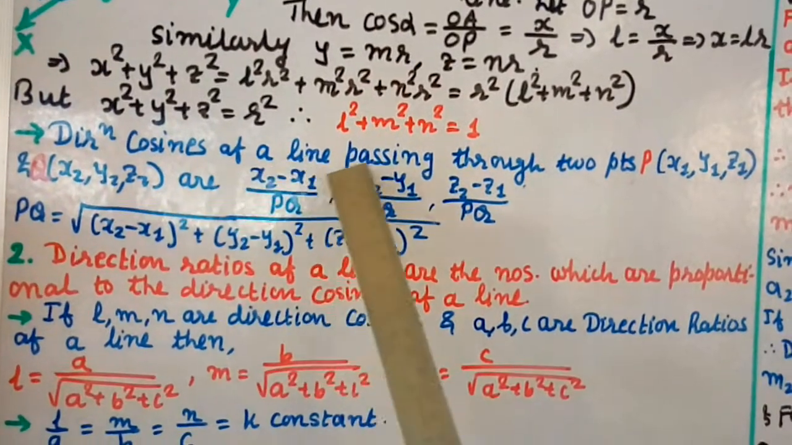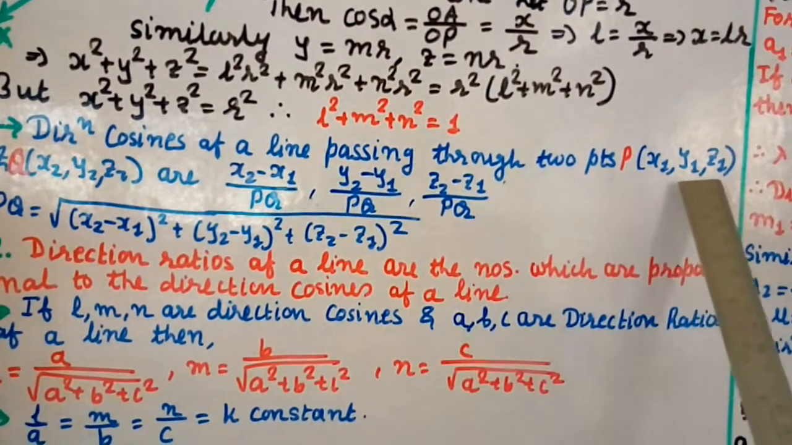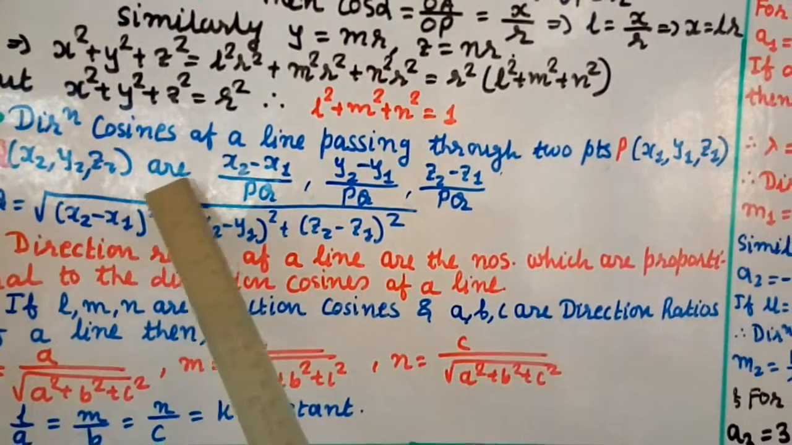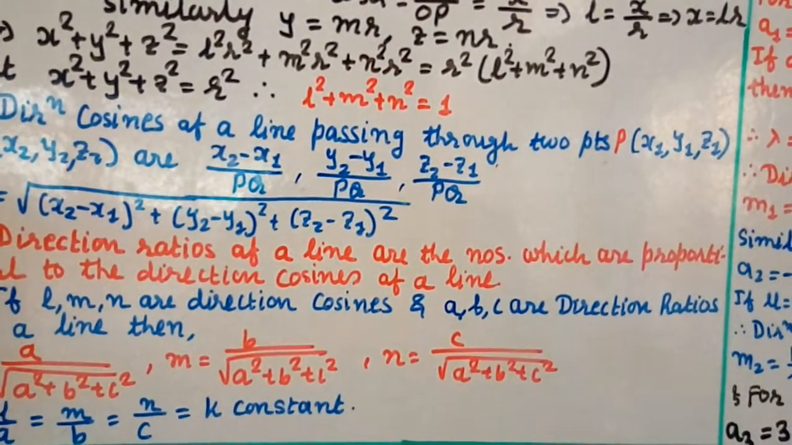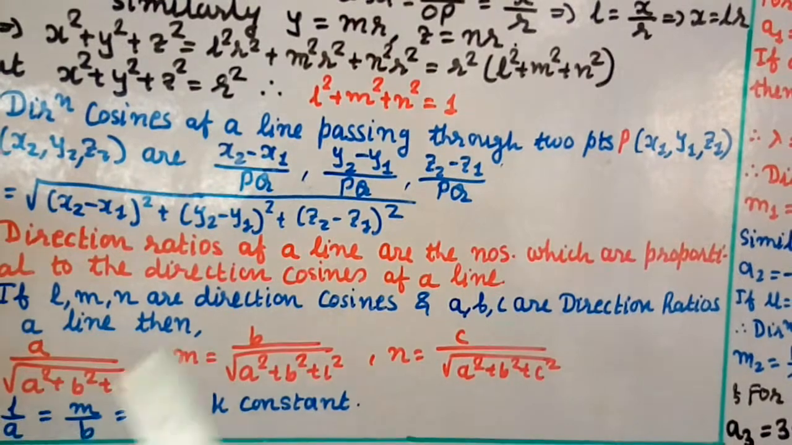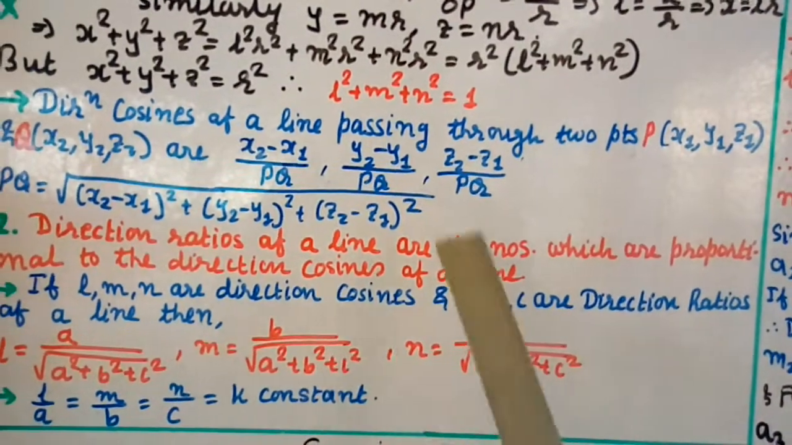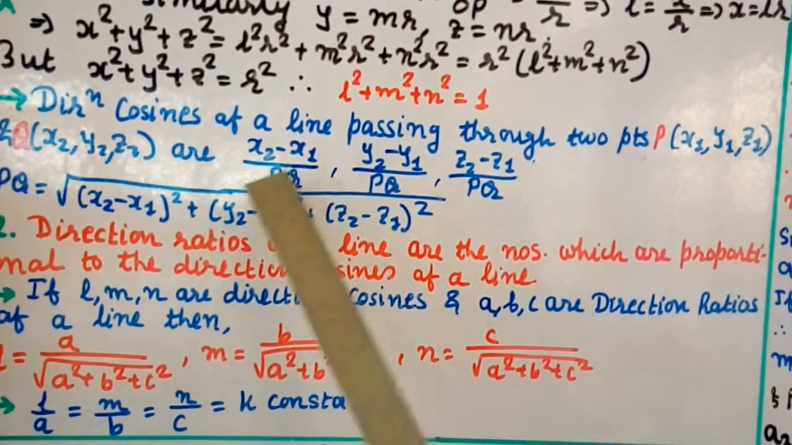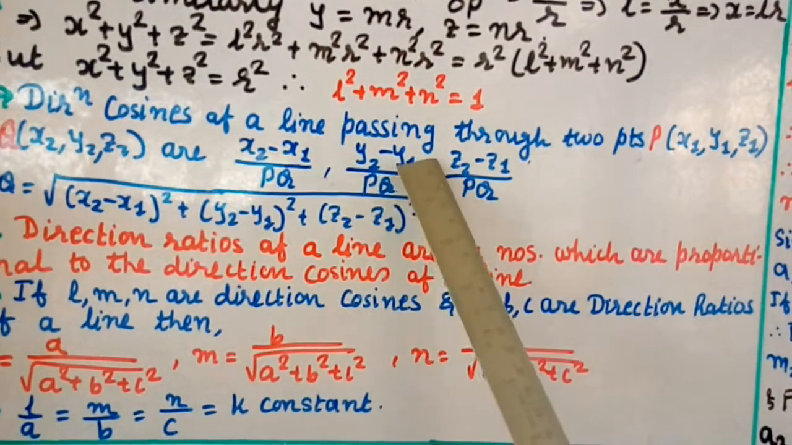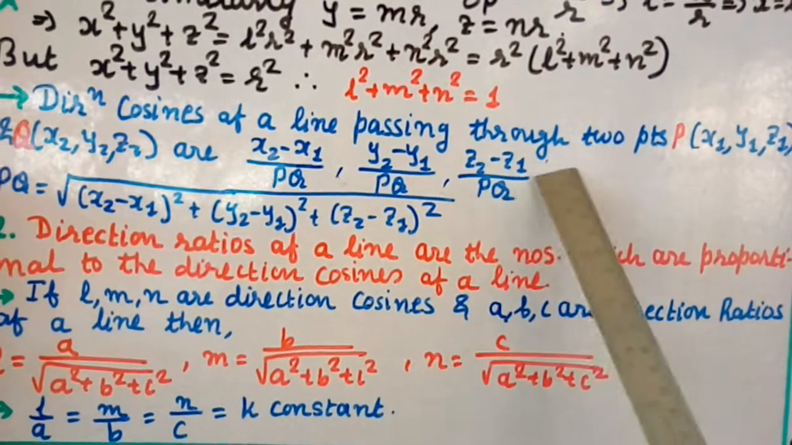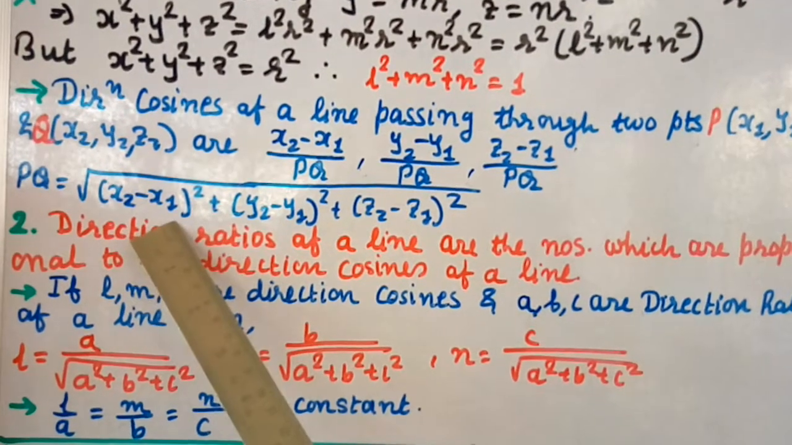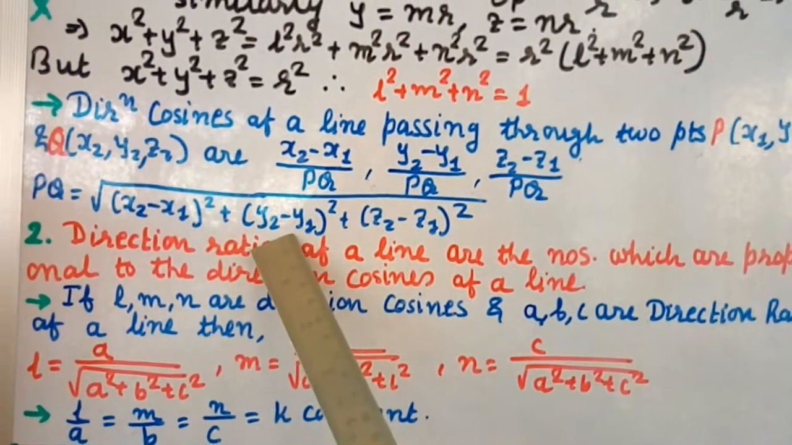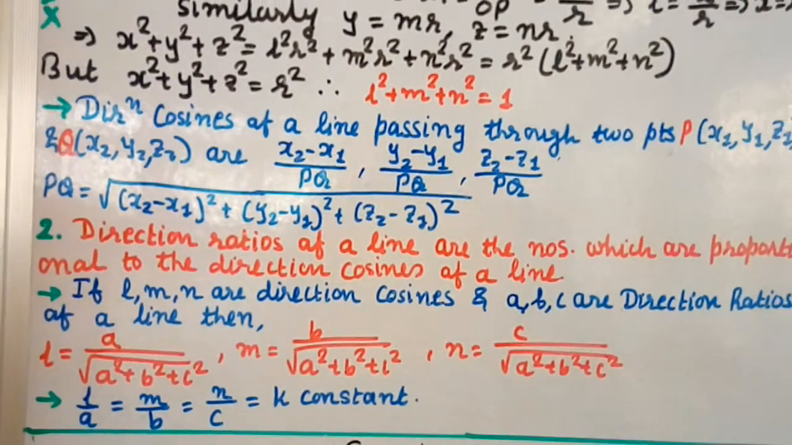Direction cosines of a line passing through two points P(x1, y1, z1) and Q(x2, y2, z2): if you are given two points x1, y1, z1 and x2, y2, z2, then the direction cosines are written with this formula: x2 minus x1 by PQ, y2 minus y1 by PQ, and z2 minus z1 by PQ, where PQ equals the square root of (x2 minus x1) whole square plus (y2 minus y1) whole square plus (z2 minus z1) whole square.